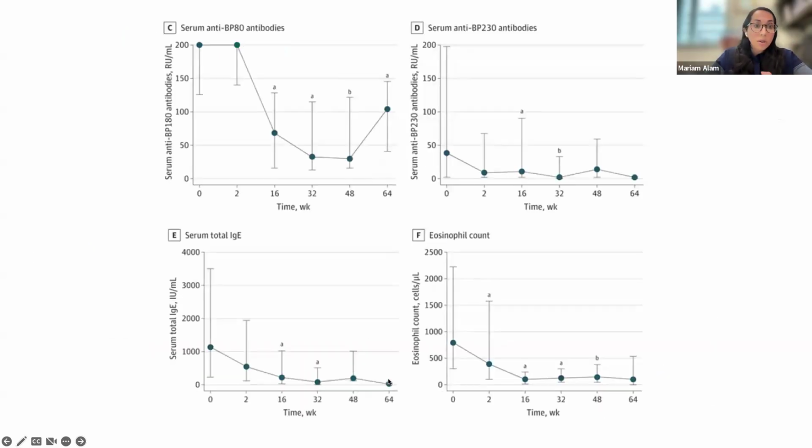They also found that their serum antibodies dropped. There was a little bit of variability in the BP180 antibodies, but their serum IgE dropped and their eosinophil count dropped as well. And so all of these really support that it's effective in bullous pemphigoid, and it's so much lower risk than a lot of the other things that we use, like prednisone or like mycophenolate, for example, is what our old go-to used to be.